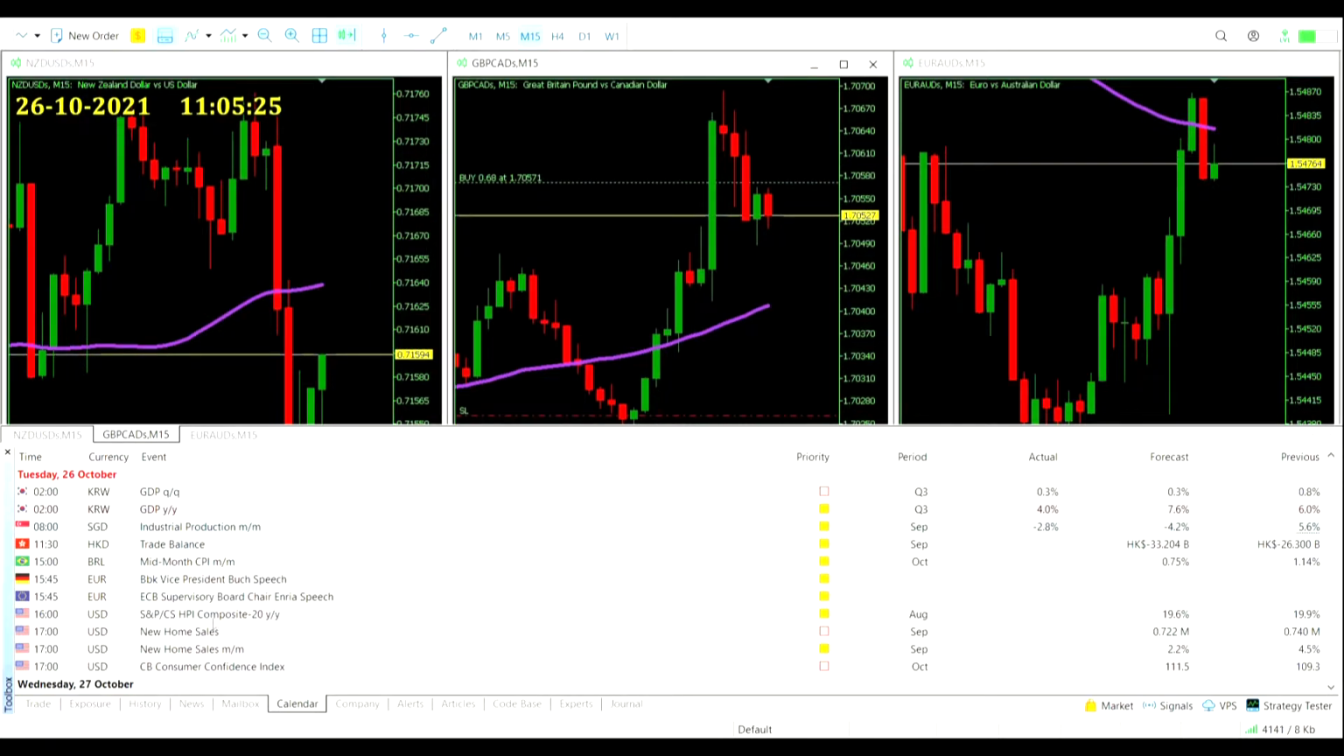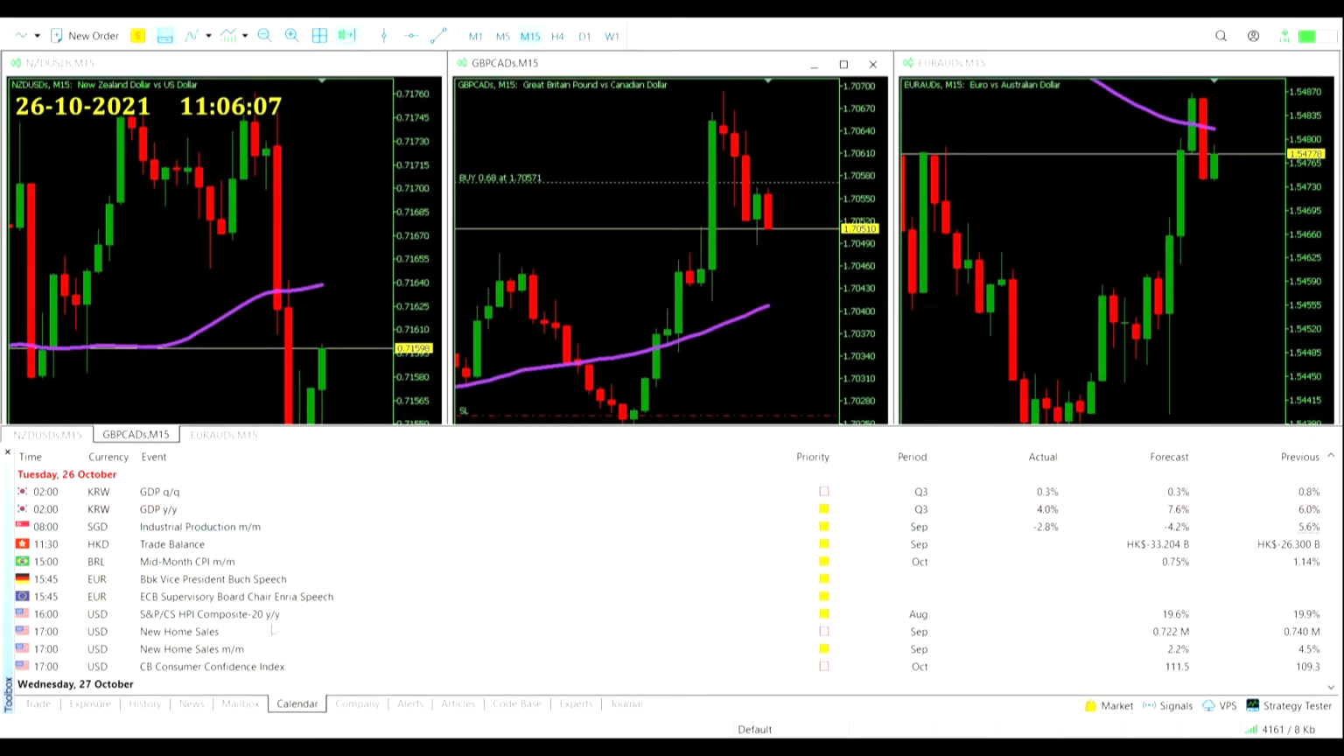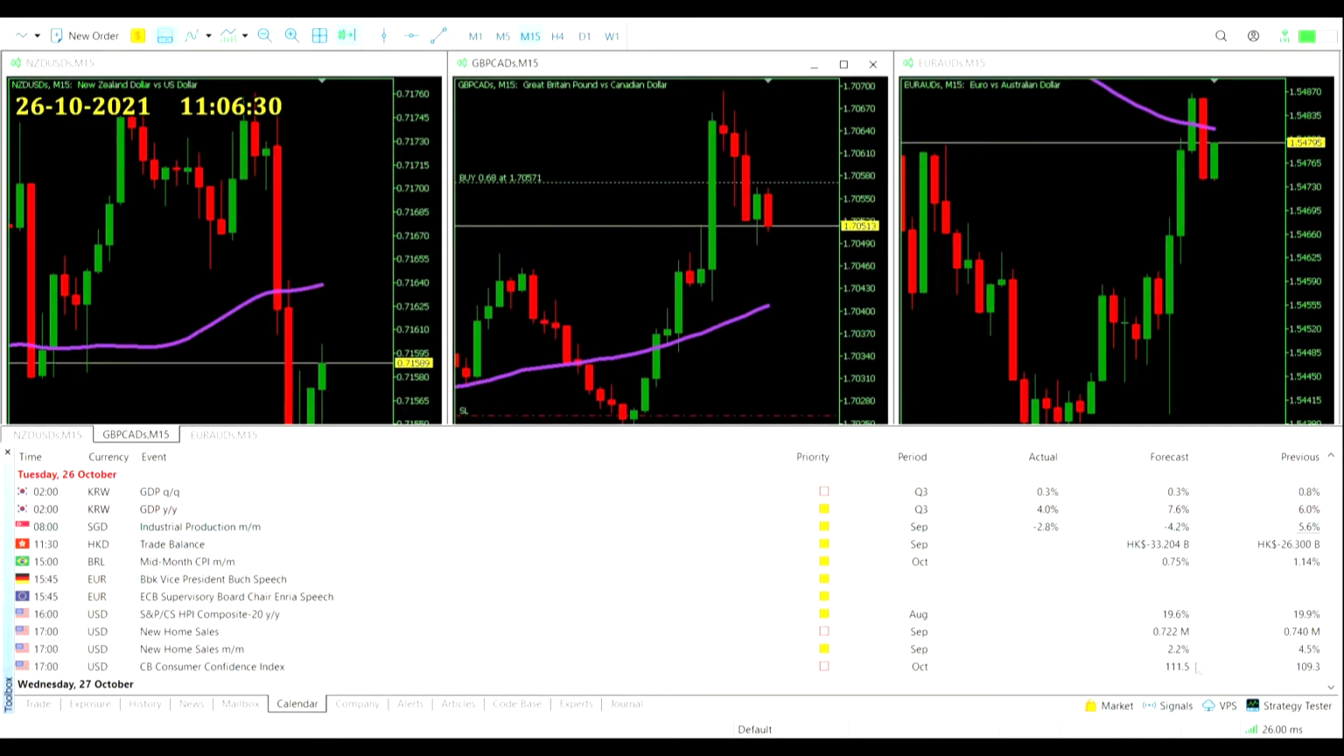We've got a couple numbers from the US as well. 4 o'clock, the house price index composite 20, year on year forecast at 19.6%. So the 20 part of it is that they look at 20 different regions of the US, big metropolitan areas. So I imagine it covers places like New York, Philadelphia, Los Angeles. But it is a year on year figure. So 19.6%. Yeah, classic house prices.